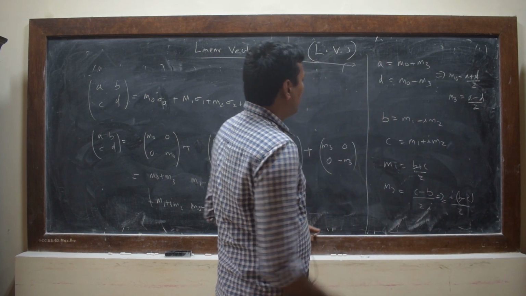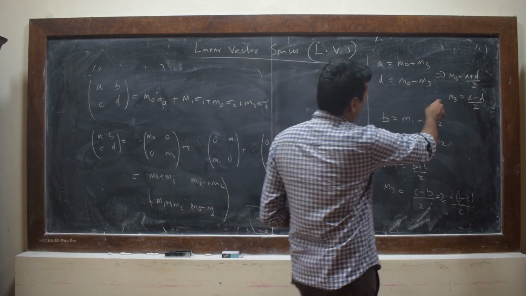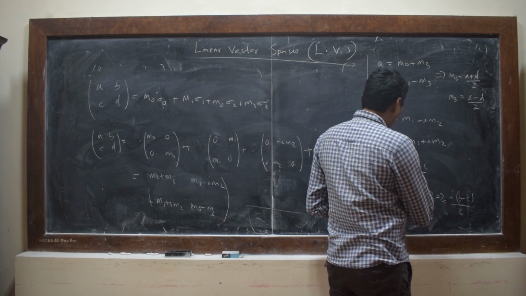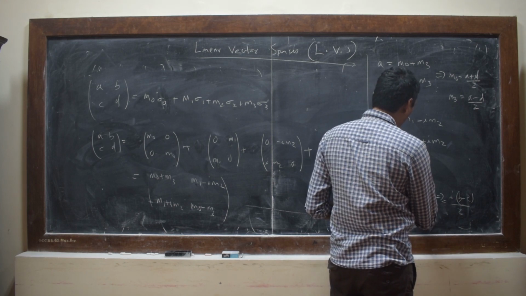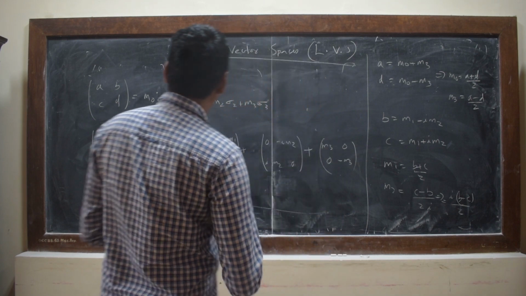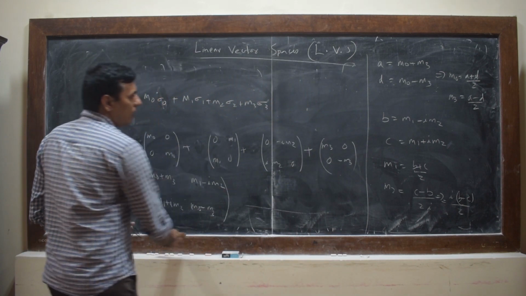Okay. So, these are the expanded coefficients. M0 is (A plus D) by 2, M3 is equal to (A minus D) by 2, M1 is equal to (B plus C) by 2, and M2 is i times (B minus C) by 2. These are the expansion coefficients. All right.